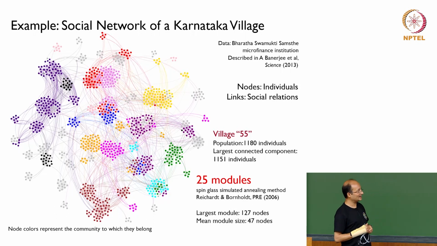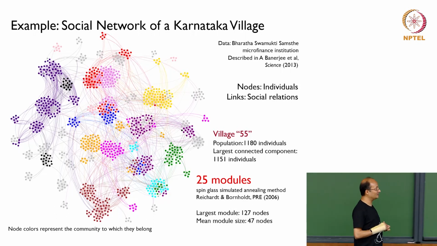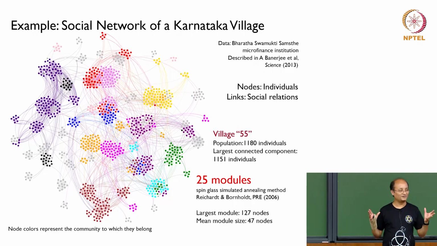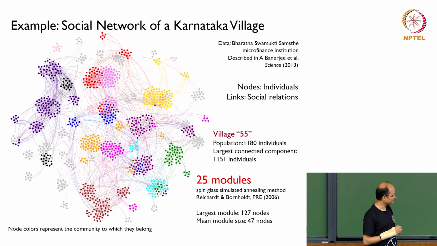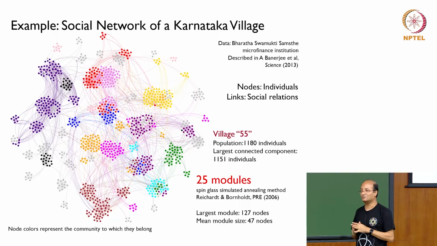And the first thing that my student did was to actually do a modular analysis. And he found that the village has a large number of groups, effectively 25 modules, the largest having 127 members and a mean module size of 47 members. And the colors represent the different modules.